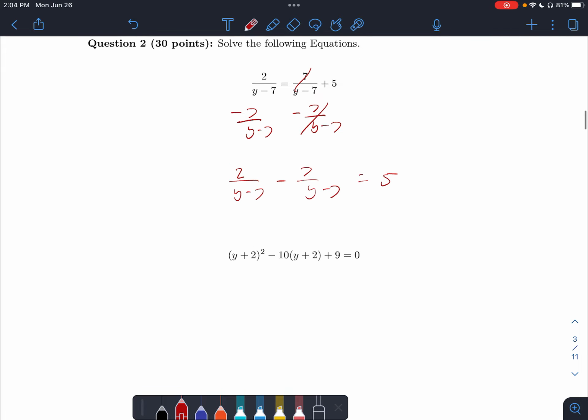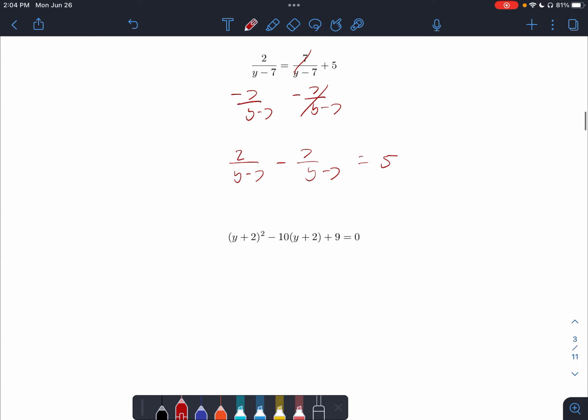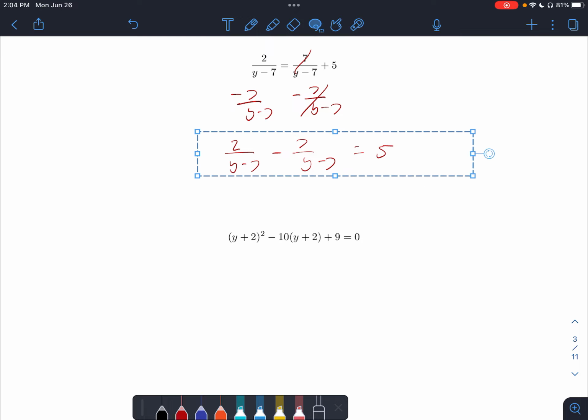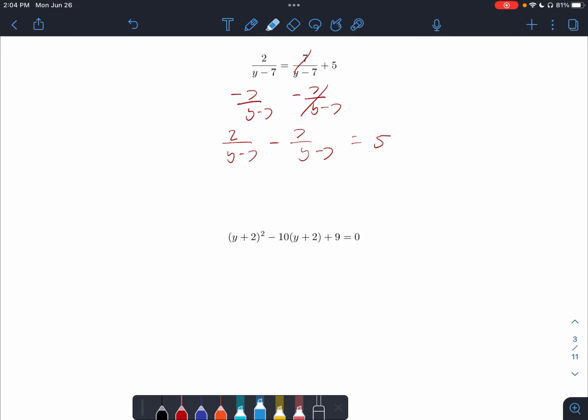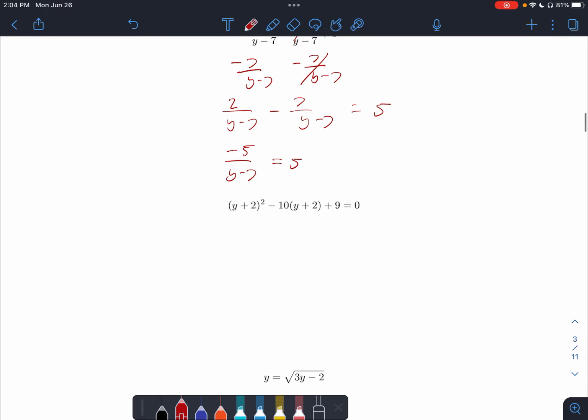is equal to 5. So really we have, since these have a common denominator, what we can do is we can just combine them into one fraction. So we have 2 minus 7 over y minus 7. So this will be negative, sorry about that, this will be negative 5 over y minus 7 is equal to 5. So now what we'll do is we'll multiply both sides by y minus 7.